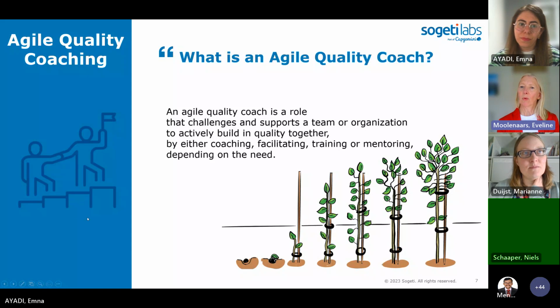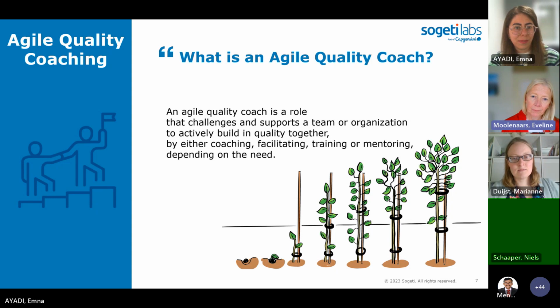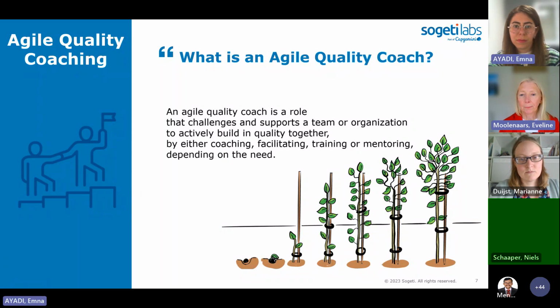So the role: Agile Quality Coach. An Agile Quality Coach is a role that challenges and supports a team or organization to actively build quality together by either coaching, facilitating, training, or mentoring, depending on the need. This is the definition of the role that we use at Sogeti.